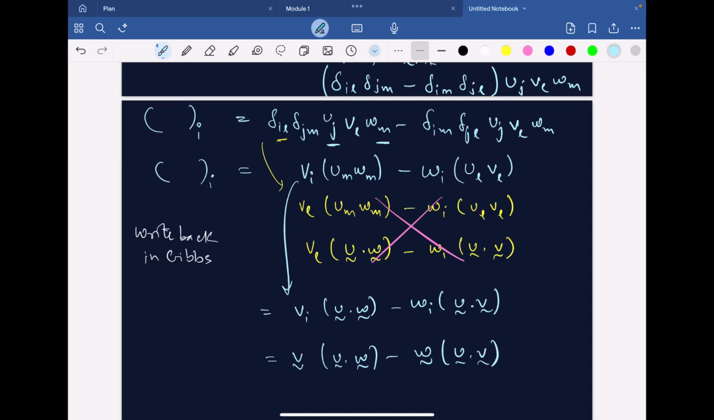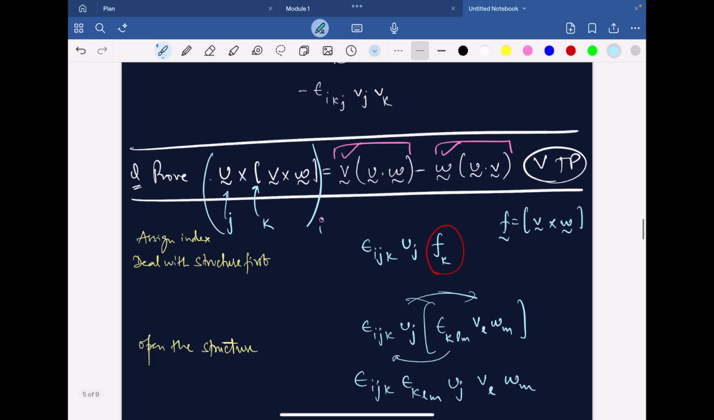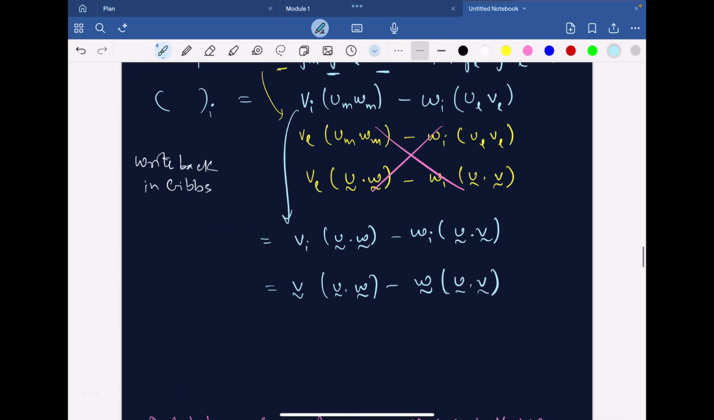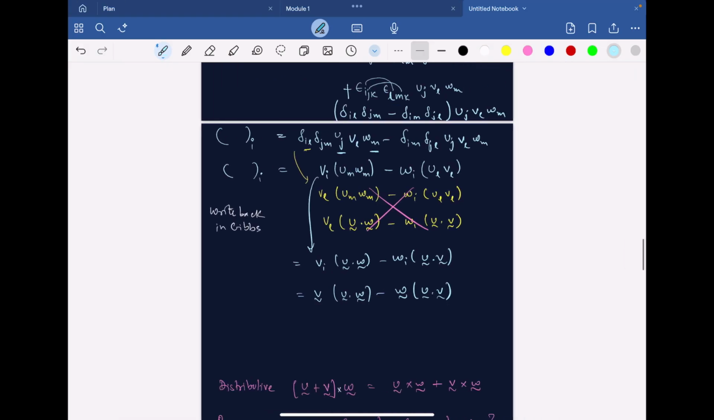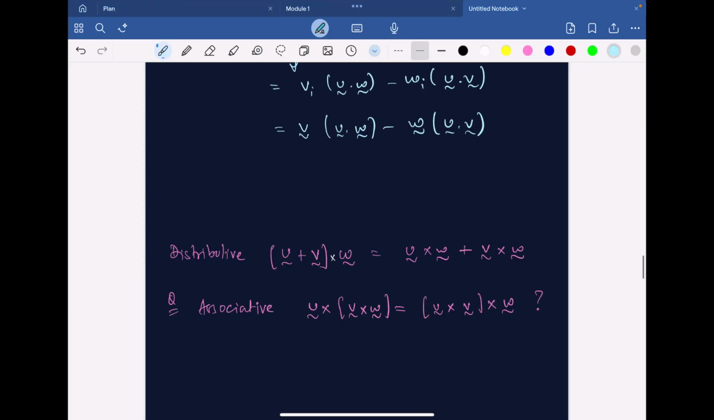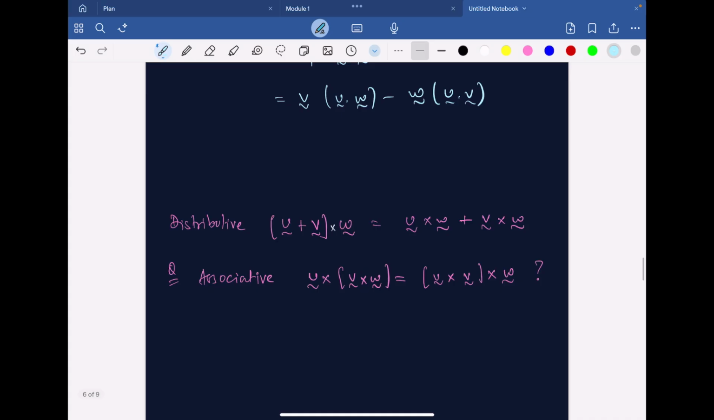So I think we have this: v(u dot w) minus w(u dot v). Okay, does the distributive property hold for a cross product? Yes. So you have u plus v, vector addition, crossing with w. Yes, it holds. Does the associative property hold, u cross v cross w? This I'll leave as homework to you.